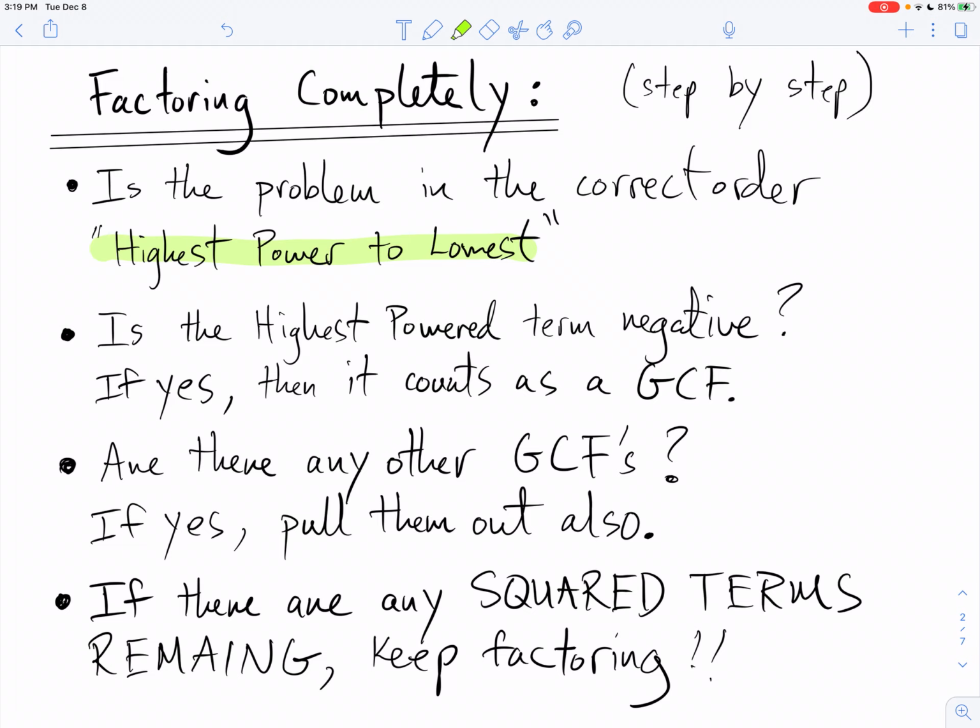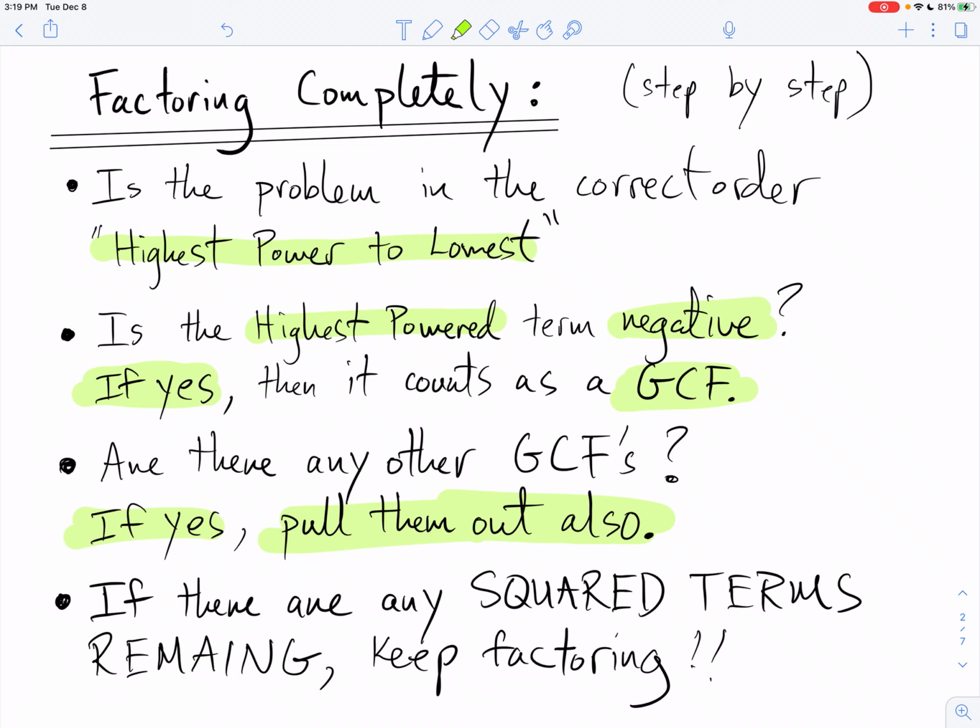Well, if the answer is yes, then it counts as a GCF. So if the highest powered thing is negative, then you think of it as a GCF, meaning you're going to take it out of the problem. Are there any other GCFs? If there are, you're going to take them out also, okay?